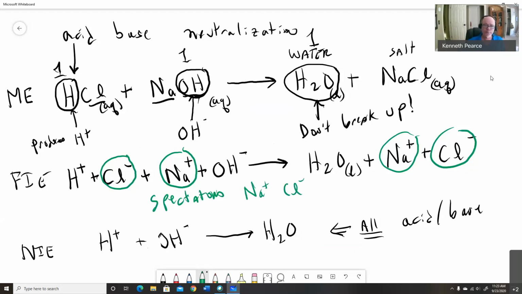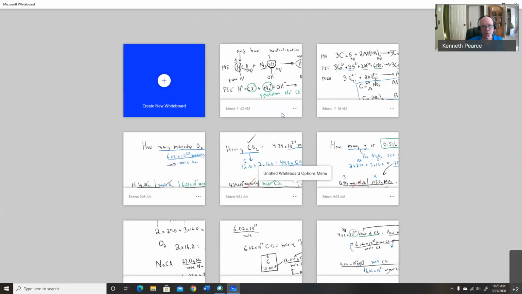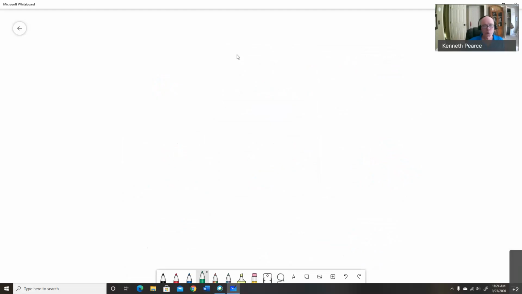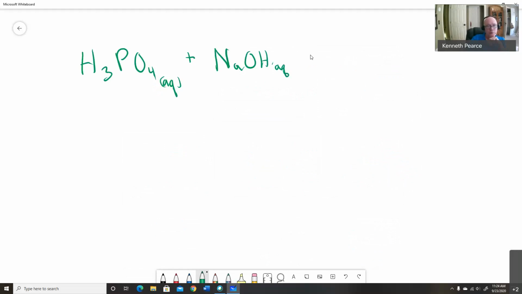Those are our spectators. So let me show you another example of an acid-base neutralization where we don't have 1-to-1-to-1. And to show you how it works, let's say we had phosphoric acid. This is phosphoric acid. Of course, it's aqueous. Acids and bases are generally soluble. And let's say that we're reacting this with sodium hydroxide again, which is aqueous. Okay, and I know I'm going to get water plus the salt, but this is how you do it.